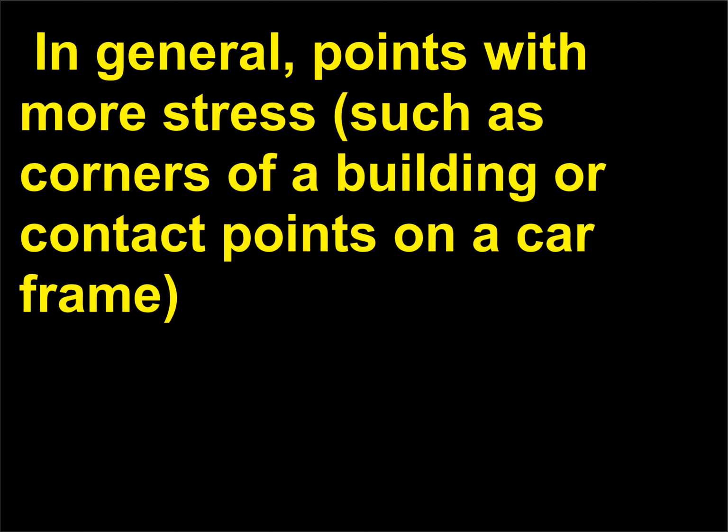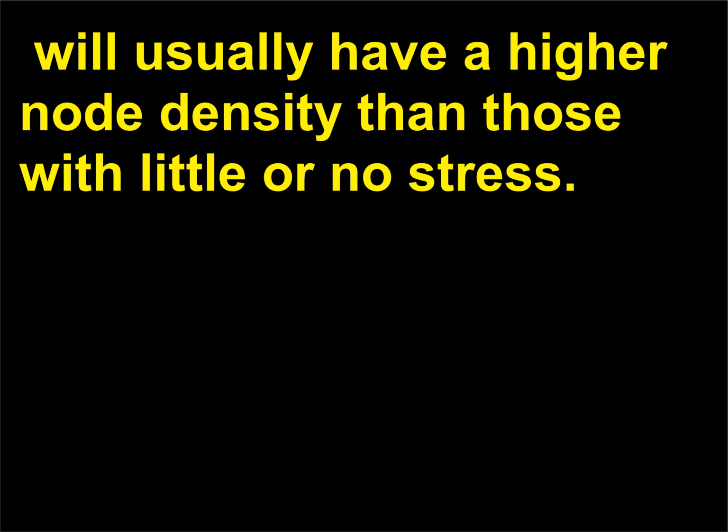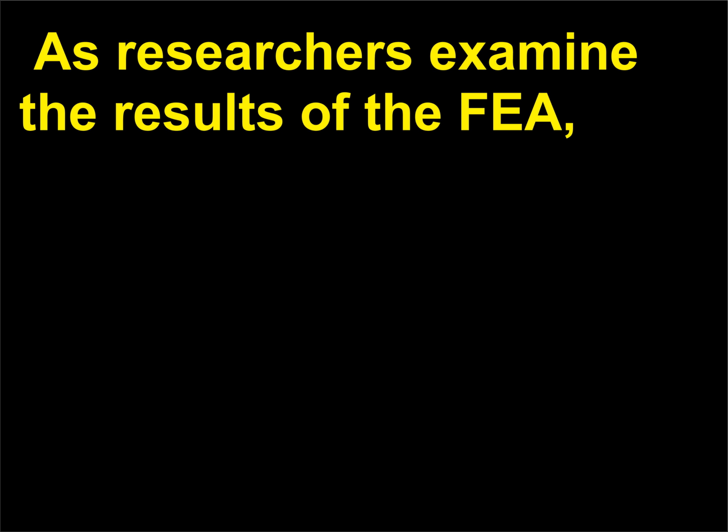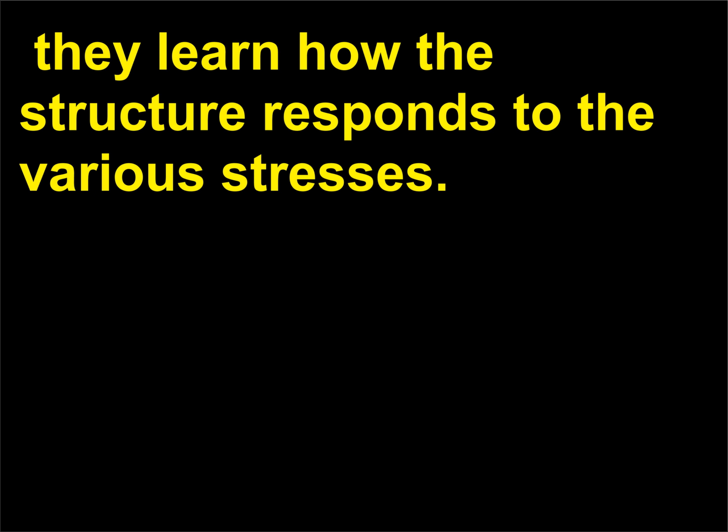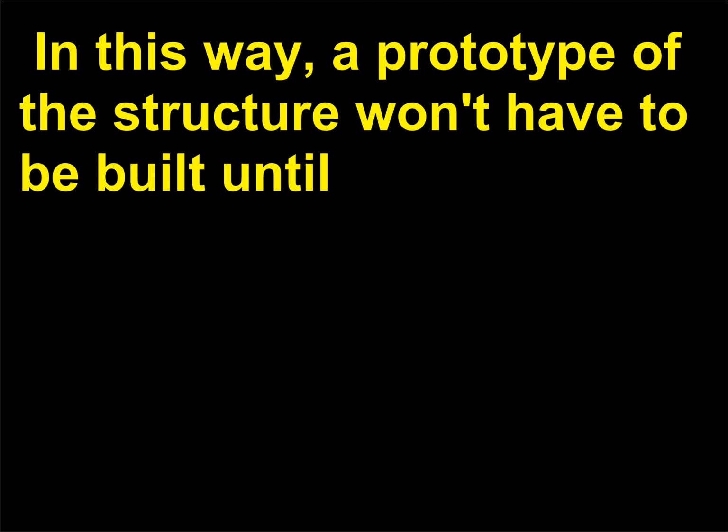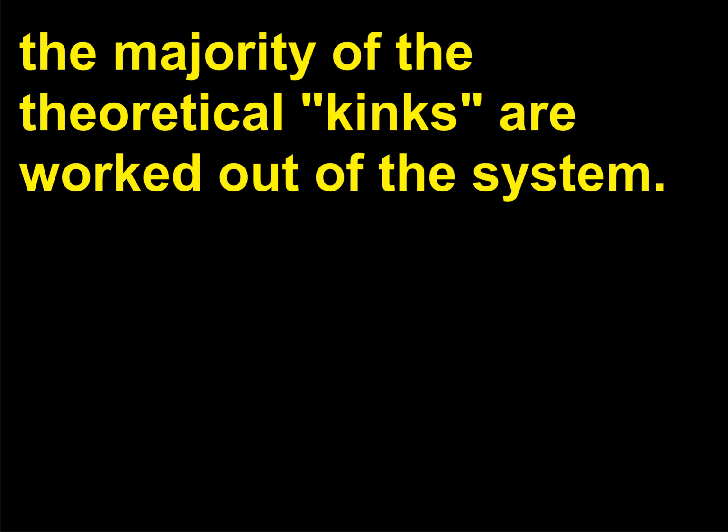In general, points with more stress, such as corners of a building or contact points on a car frame, will usually have a higher node density than those with little or no stress. As researchers examine the results of the FEA, they learn how the structure responds to the various stresses. In this way, a prototype of the structure won't have to be built until the majority of the theoretical kinks are worked out of the system.